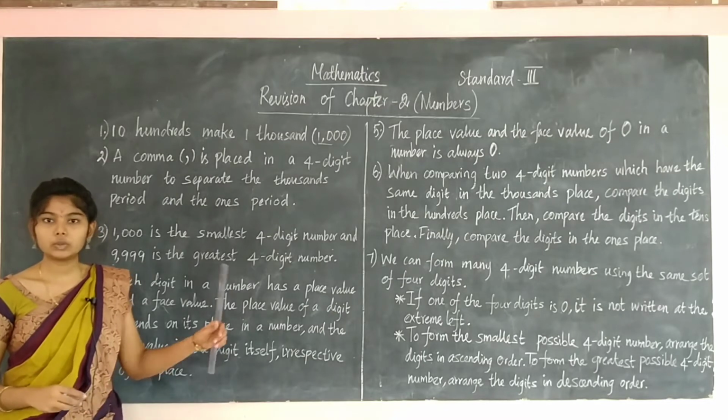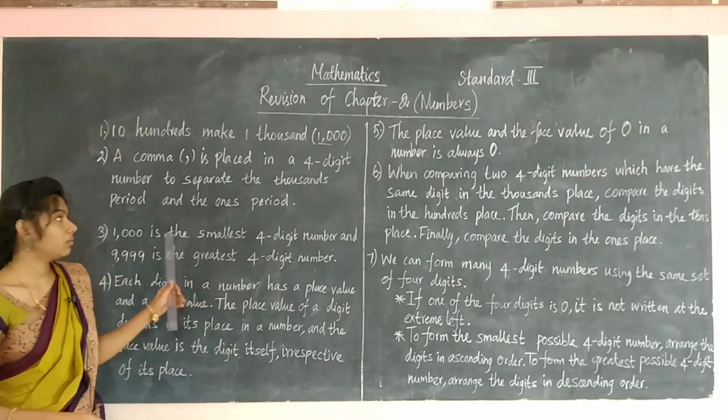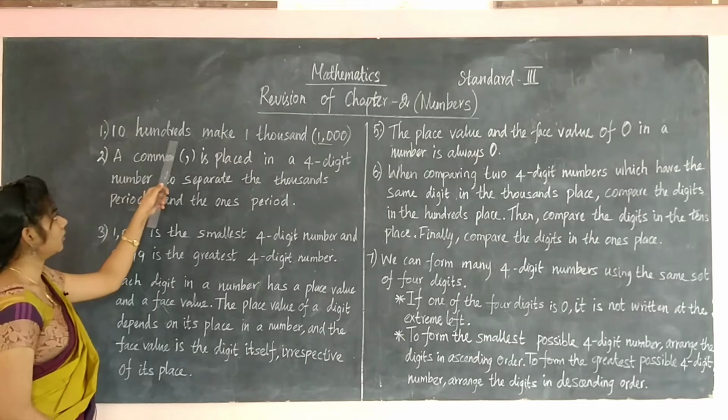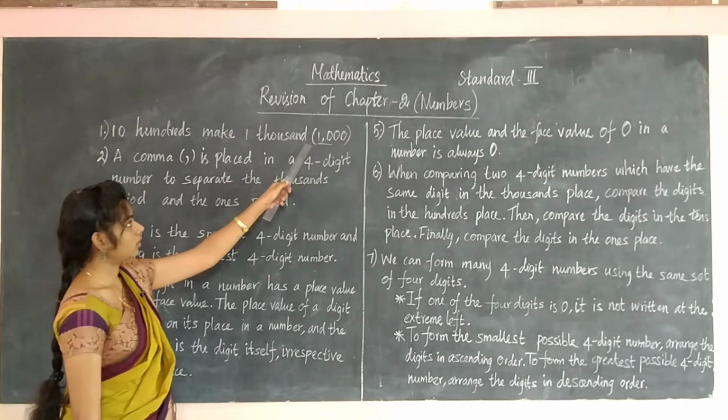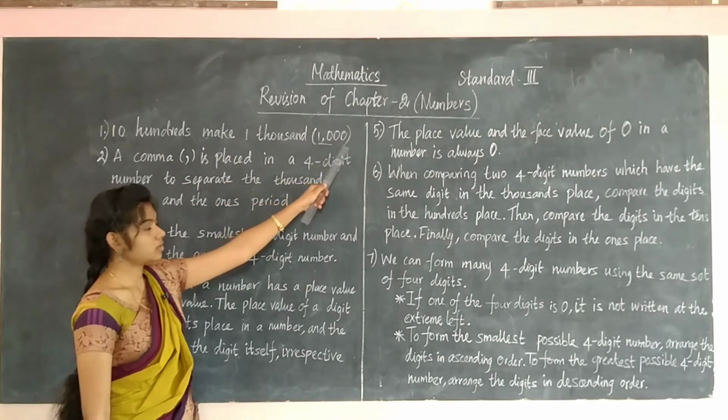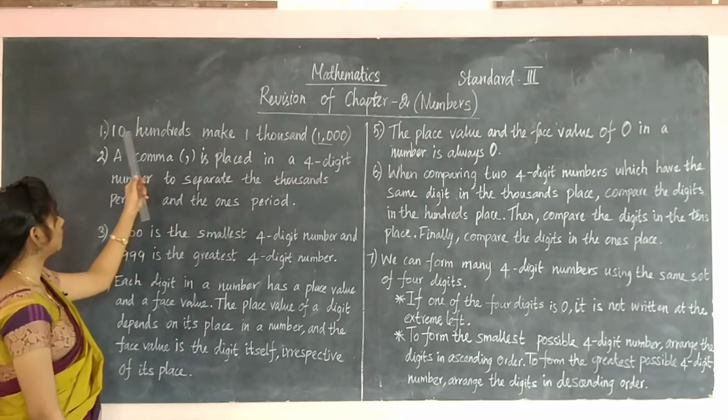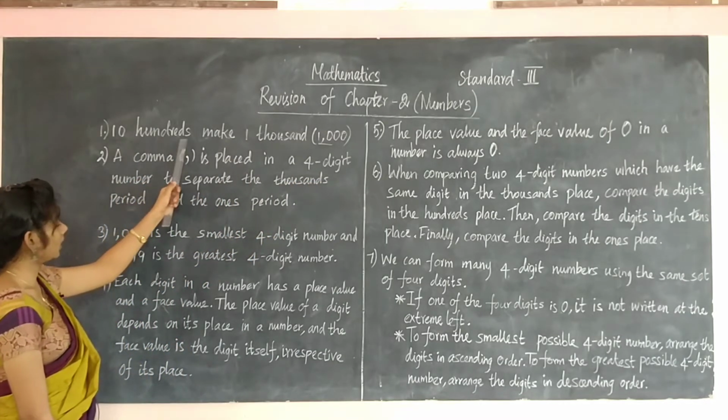We shall revise the chapter 2 numbers. We shall see one by one. First one is 10 hundreds make 1000. First see the number 1000. How does it make 1000? Here it is given 10 hundreds.